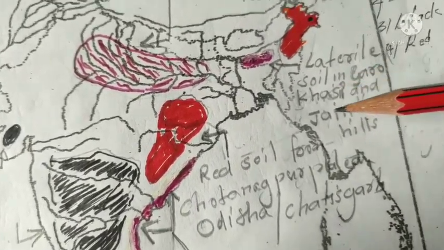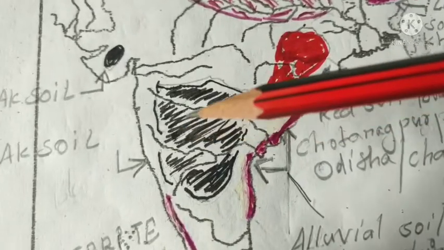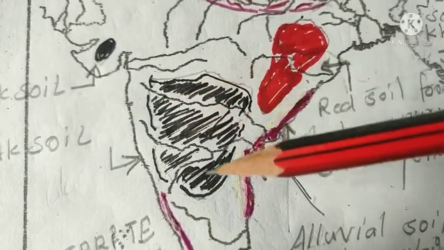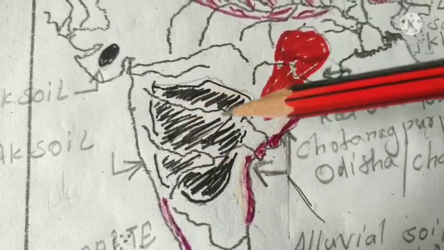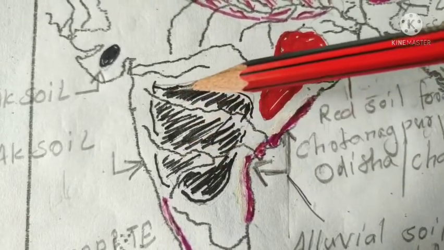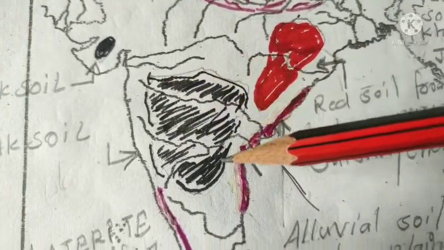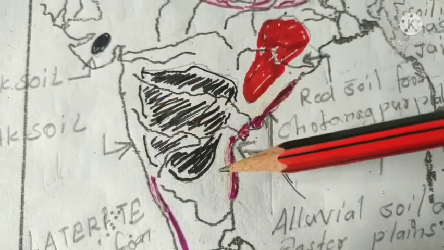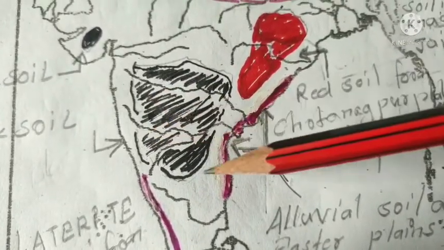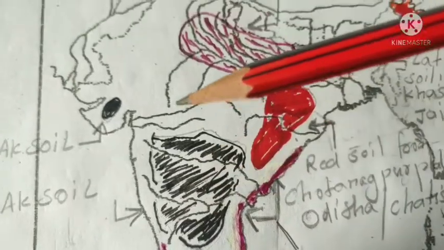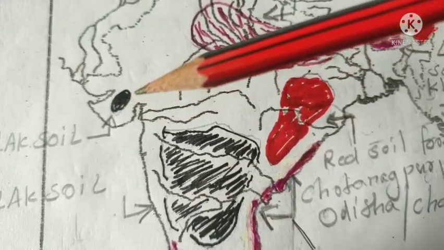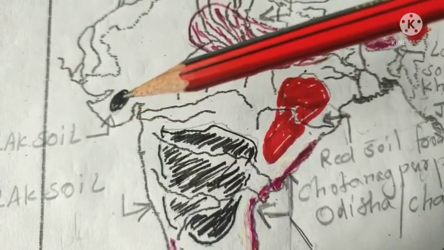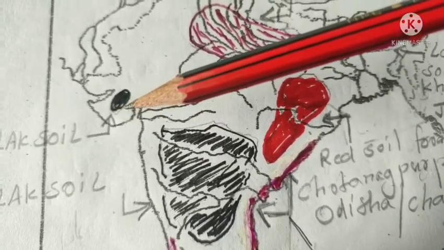And the next is black soil. If you are asked about the black soil, you can mark here. It is in the south. It is mainly found in the Deccan Plateau, means below the river Tapti and above the river Kaveri. Without touching this coast, you have to mark like this. And the black soil is also found in Gujarat. So in an oval shape you can also mark in Gujarat.